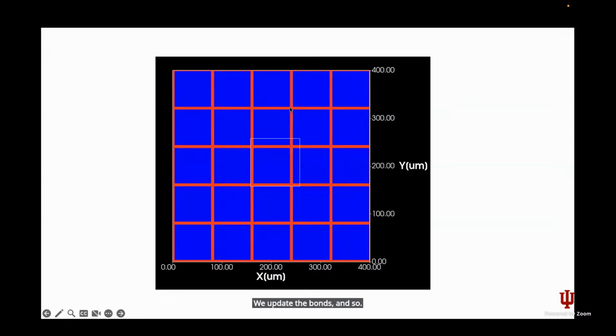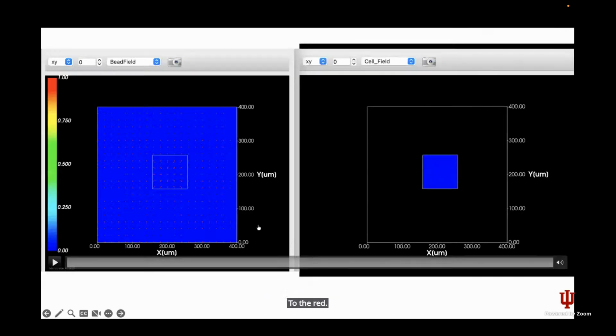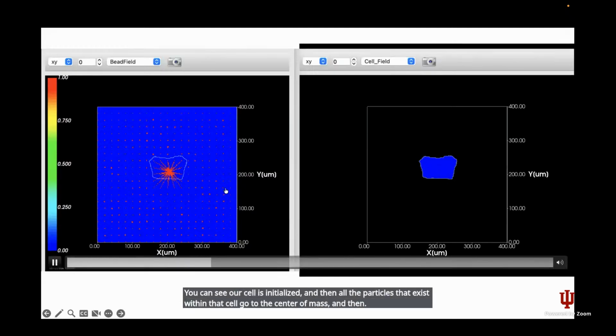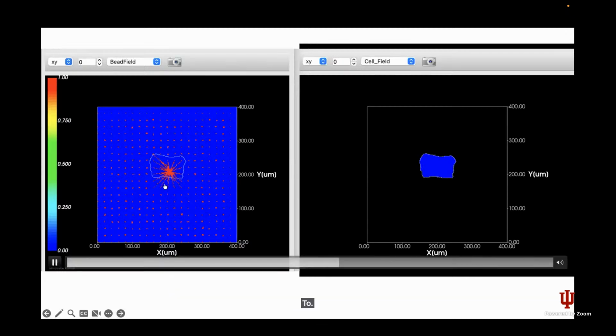With our simulations, we did start with the example that Michael had when he was showing us how to do plugins. Instead of the Y shape, we have this initialized grid in red, and the cell is going to want to adhere to the red structure grid. In this simulation you can see our cell is initialized, and all the particles that exist within that cell go to the center of mass. Then as the cell starts to move over additional beads, those beads are dynamically pulled in to the center of mass.